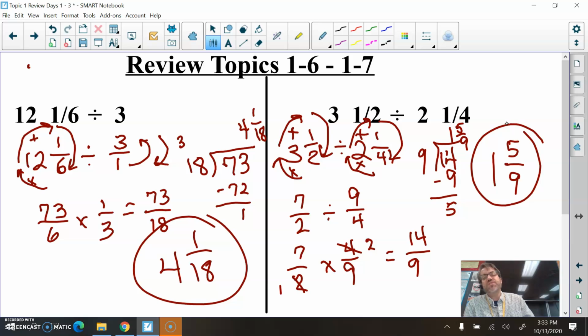So I know it's an extra step having to change these into improper fractions. And sometimes students feel like, well, I did a bunch of work here, so I must be ready to go with my multiplying. No, you still have to change it into multiplication mode here. So we have 7/2 times 4/9, and then you're in business. Okay? All right, so let's take a look at a couple word problems.